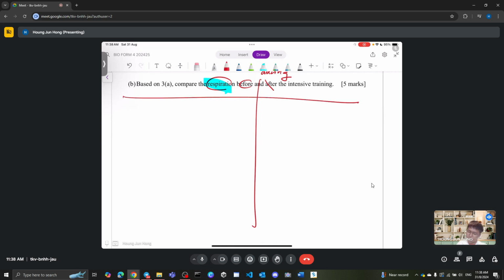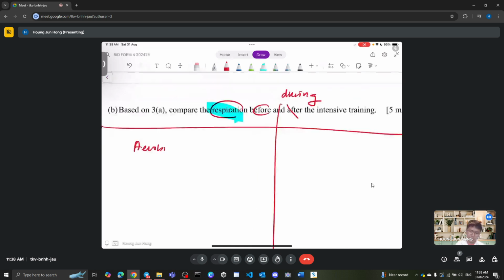Very simple. This one is aerobic respiration. This one is aerobic respiration. The other one would be, remember, make it specific. Make it specific. Lactic acid fermentation. Lactic acid fermentation. Okay, yep.